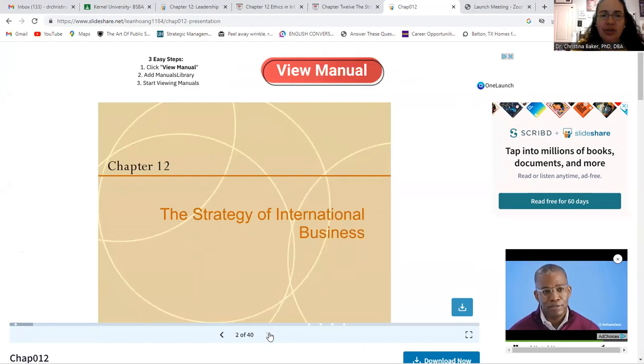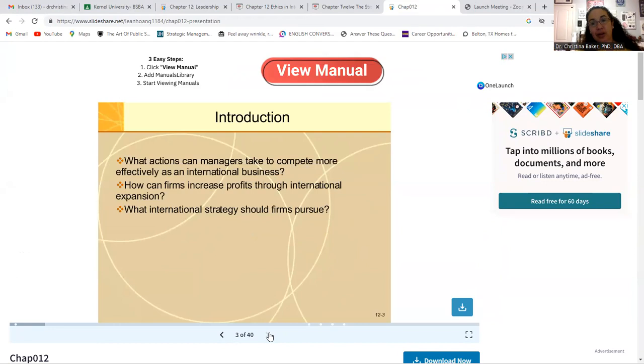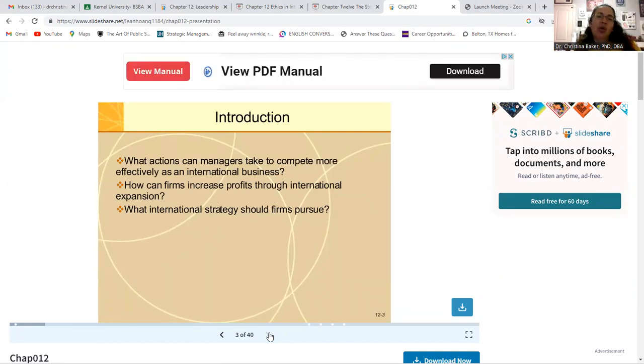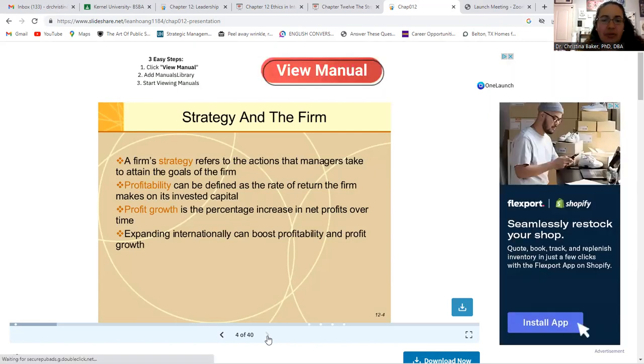The strategy of international business. What actions can managers take to compete more effectively as an international business? How can firms increase profits through international expansion? What international strategy should firms pursue? A firm's strategy refers to actions that managers take to attain the goals of the firm. Profitability can be defined as the rate of return the firm makes on invested capital. We have profit growth, the percentage increase in net profits over time. Expanding internationally can boost profitability and profit growth.